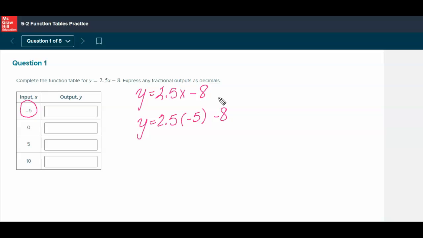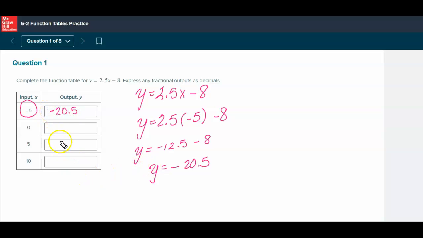The first thing we're going to do is put negative 5 in for x. So that would give us y equals 2.5 times negative 5 minus 8. We're going to need to whip out the handy-dandy calculator. 2.5 times negative 5 is negative 12.5. So that gives us y equals negative 12.5 minus 8, and that means we would get negative 20.5. So in this box, you would type negative 20.5. Sorry, put the negative in.